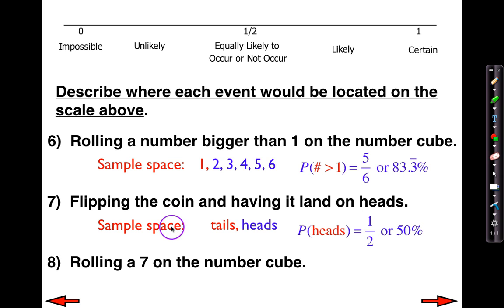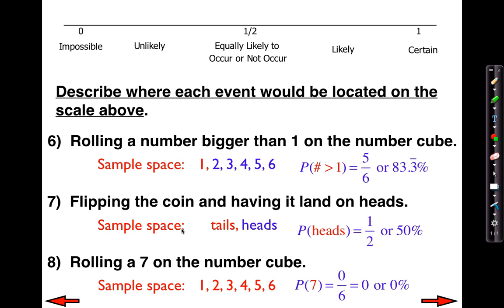And number 8, rolling a 7 on the number cube. Well, if you look at the sample space, the only outcomes are 1, 2, 3, 4, 5, and 6. So the chance of me rolling a 7 is impossible. It's 0 out of 6, which is 0%. So I'm going to say it is impossible.